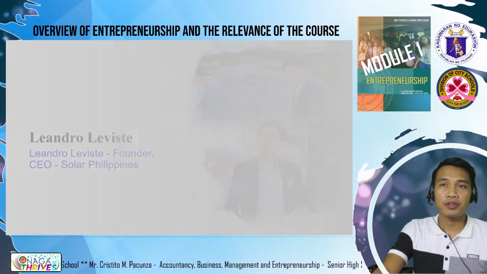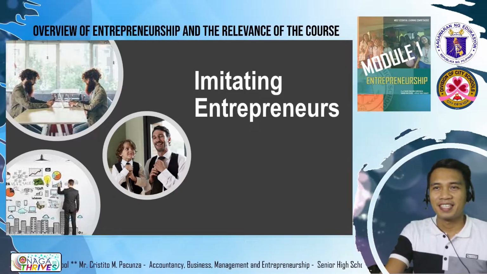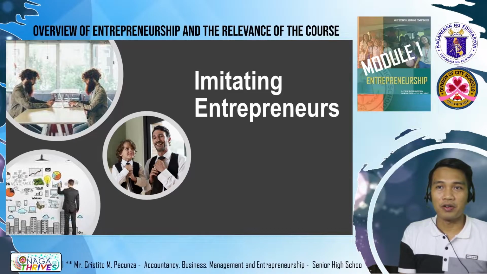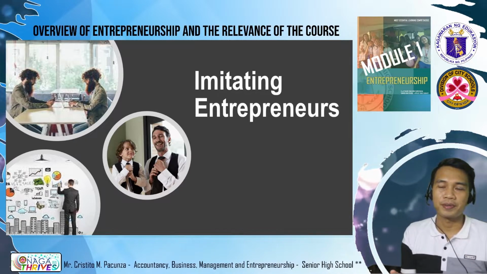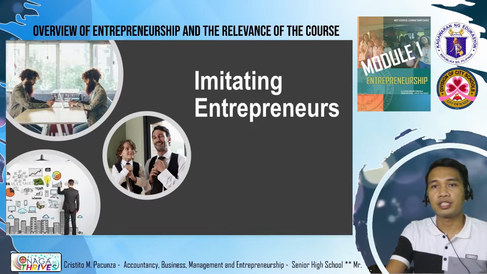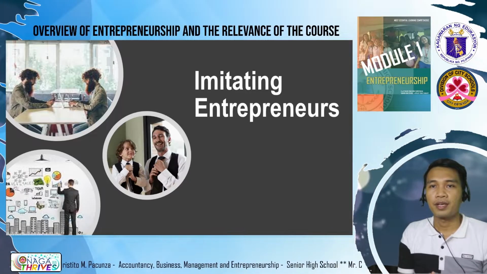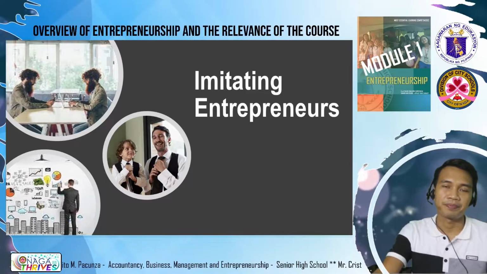The second type of entrepreneur is imitating entrepreneurs. These entrepreneurs are people who follow and copy the path shown by innovative entrepreneurs. They do not make any innovations by themselves and they just imitate the process, technology, and methods pioneered by others.